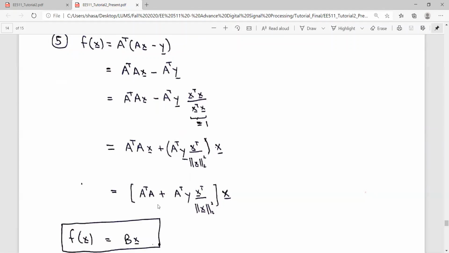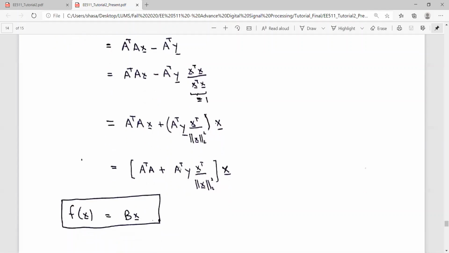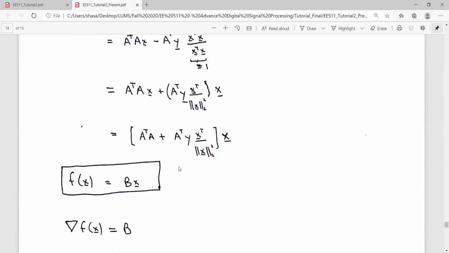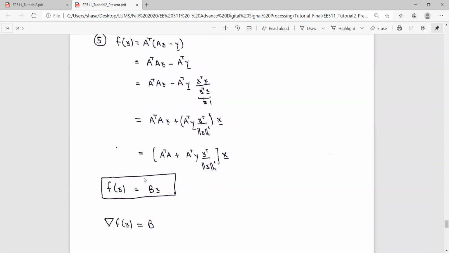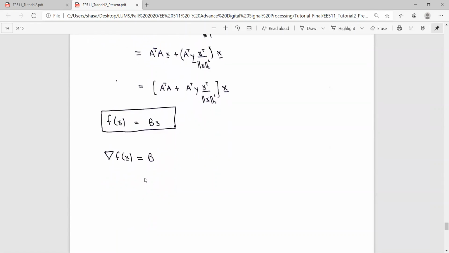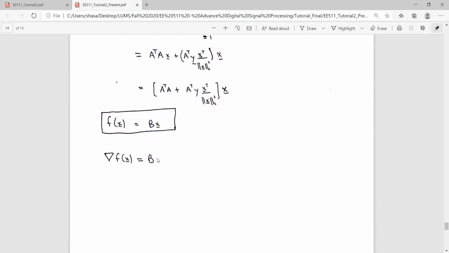And if I call this whole thing B, I have ended up with f of x is equal to Bx. And what would the gradient of this be? Well, I have already seen that if f of x is equal to Bx, or we have seen more complex things in the homework where maybe it is x transpose Ax and stuff like that, the gradient of it is B.